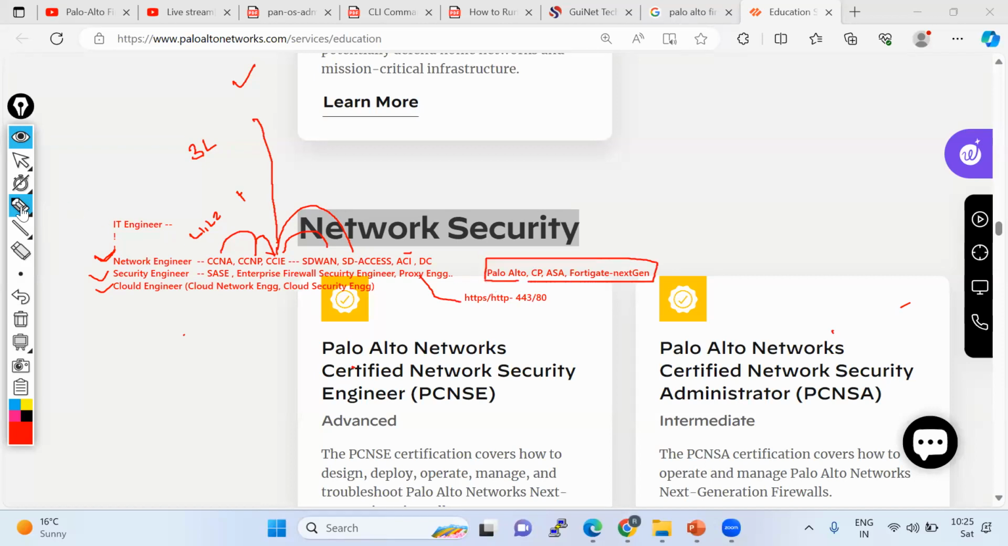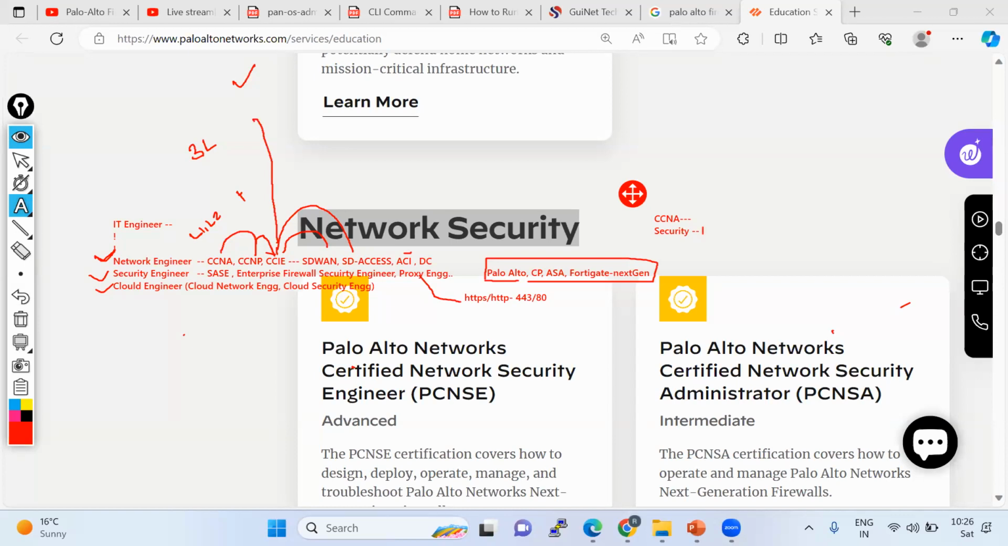Like someone who wants to become a network engineer, what do they have to do? They start their journey with the CCNA. This is the first step, right? Similarly, someone who wants to become a security engineer, from where can he start his journey? Can he directly go and start learning SASE? I don't recommend it. Directly start learning the proxy? I don't recommend it. Directly become a cloud security engineer? Not recommended. So from where can he start?